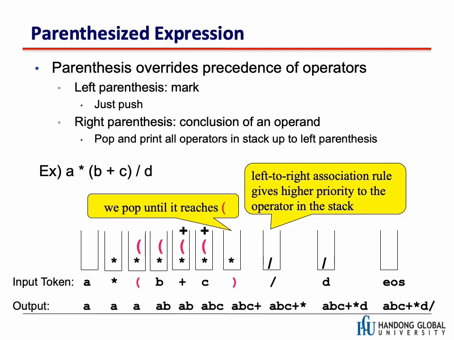Slash is not higher than the star, so we pop the star and print it out. Now we have ABC plus star, and then slash will be in the stack. Next we meet the D, we just print it out, and we meet the end of the string, so we pop everything. So now we have ABC plus star D slash. Okay, this is it. Now we can implement our calculator from the infix notation to the result.